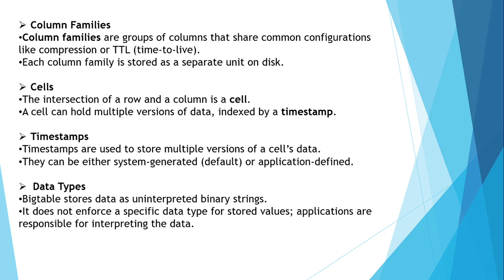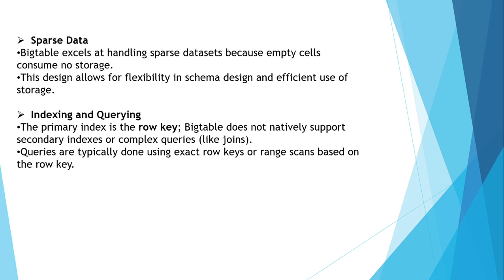Timestamps. Timestamps are used to store multiple versions of a cell's data. They can be either system generated or application defined. Data types. Bigtable stores data as uninterpreted binary strings. It does not enforce a specific data type for stored values, and applications are responsible for interpreting the data. Sparse data. Bigtable excels at handling sparse datasets because empty cells consume no storage. This design allows for flexibility in schema design and efficient use of storage.